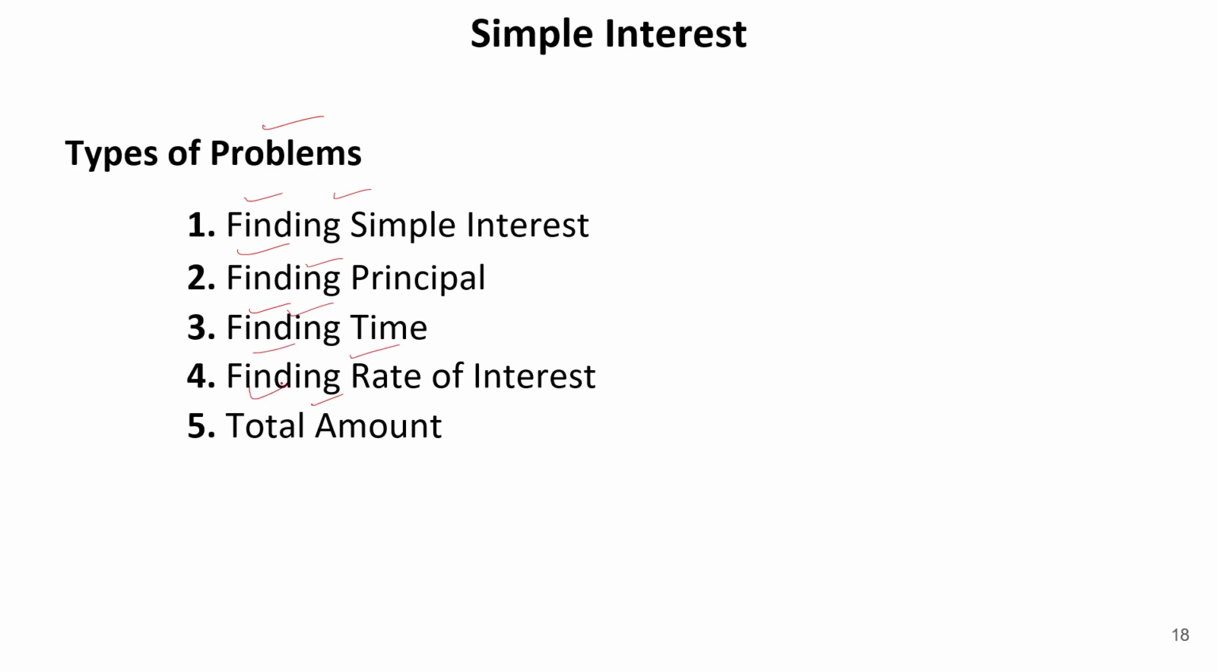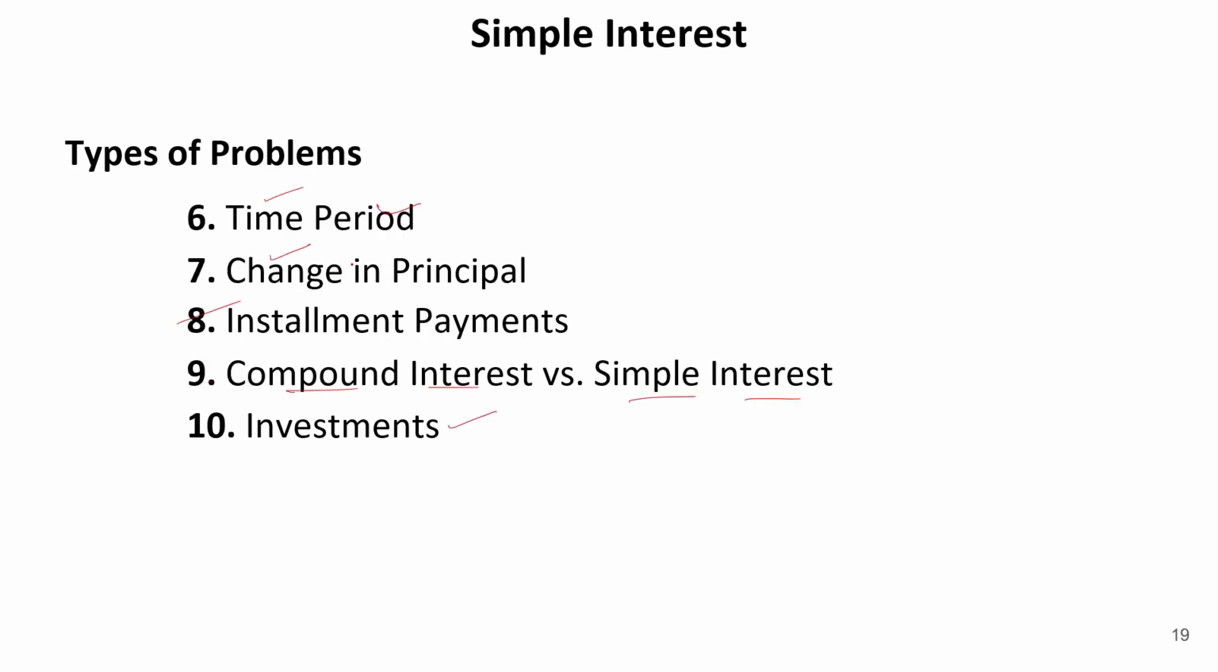finding rate of interest, finding total amount, finding how changing the principal amount impacts the SI, that is the simple interest, and installment payments. Then compound interest versus simple interest: what was compound interest, what was simple interest, and how their values actually differ from each other. And we also learned the problems on investments.